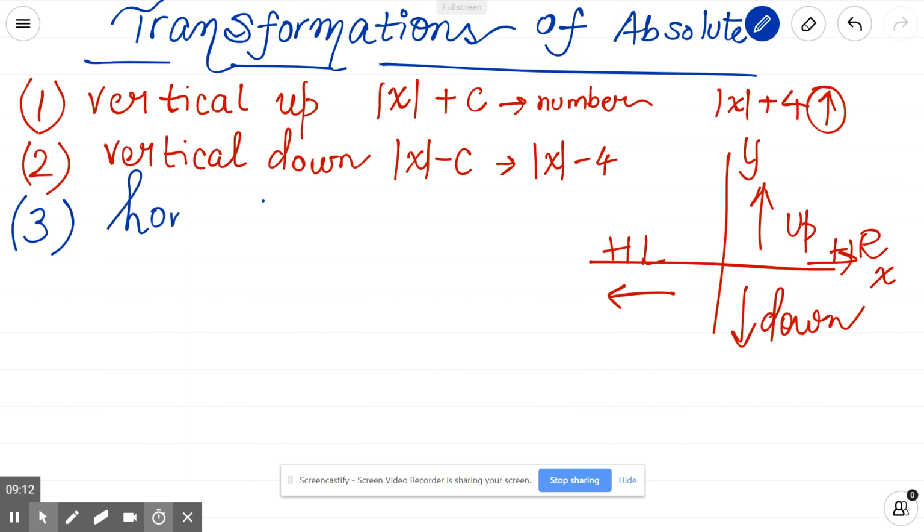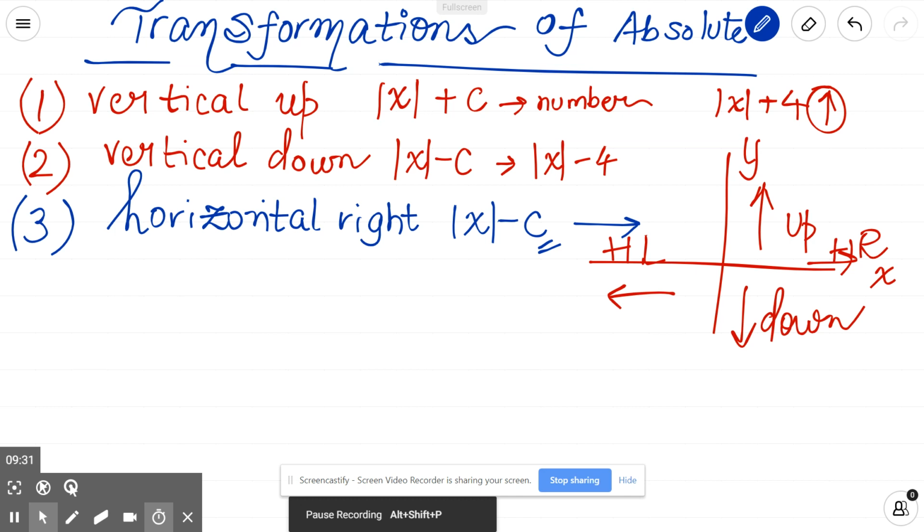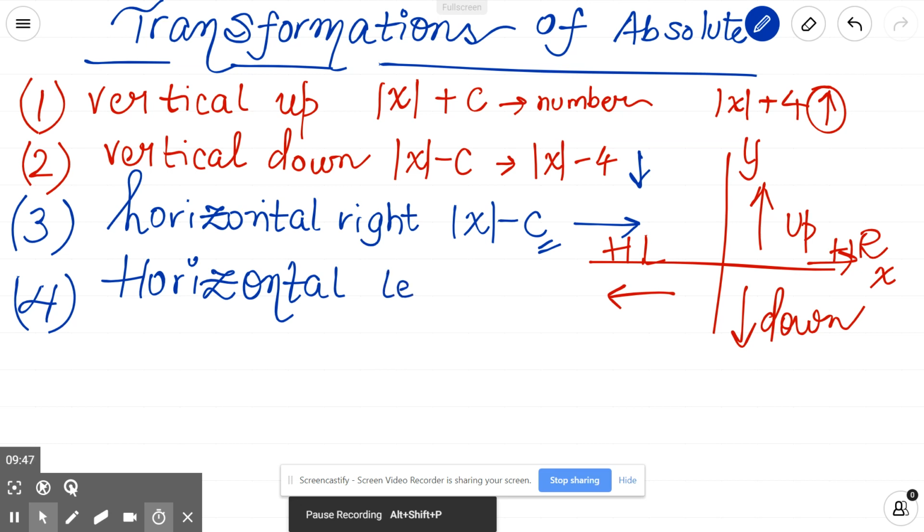Next is horizontal right. And horizontal right will be basically your own function, and then minus c. So what happens is it actually moves c units to the right, your function does. This will be down, this is up, this is right. And then let's take a look at horizontal left.